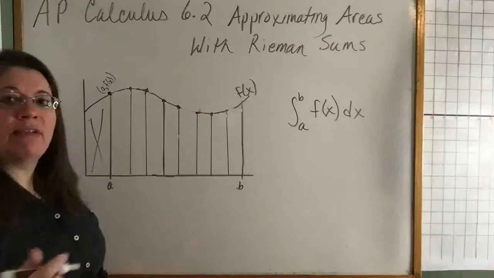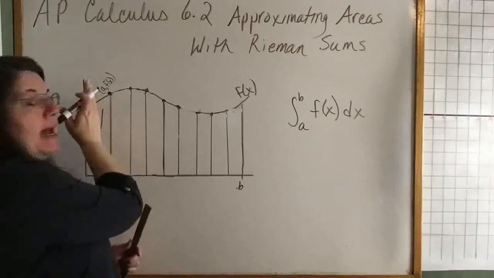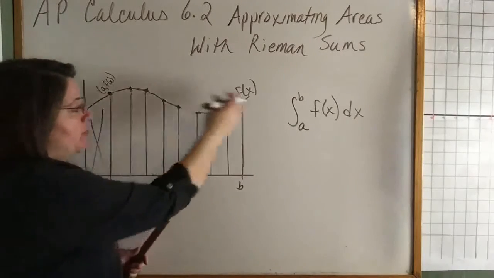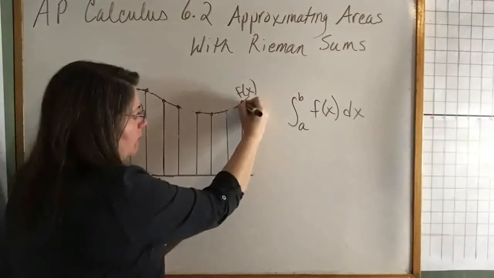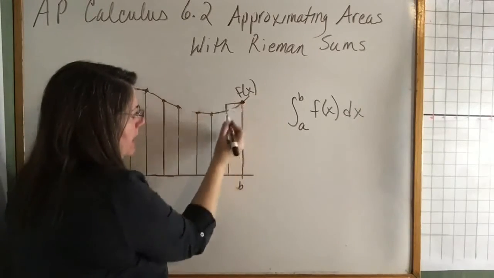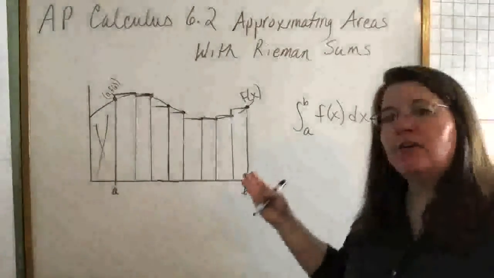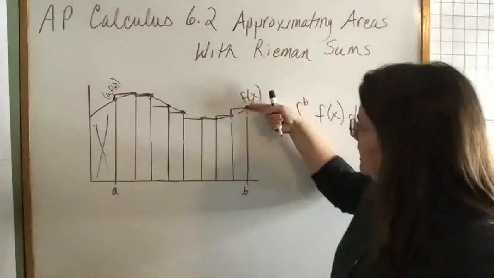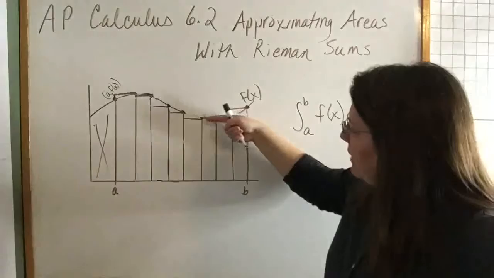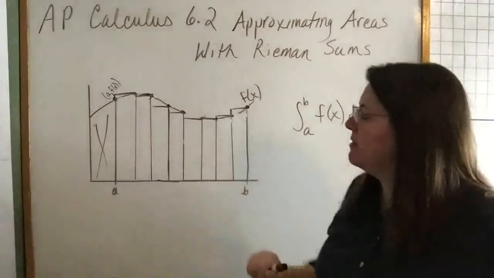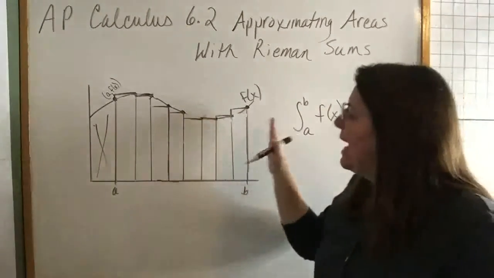If I'm drawing a right Riemann sum, instead of starting my rectangle on the left, I'm going to start them on the right. So I'm going to use this point and draw my rectangle. Here I've drawn my 8 rectangles using right Riemann sums. I've gone from the right to the left and drawn my rectangles. Okay, so a right Riemann sum, we start on the right and go to the left.